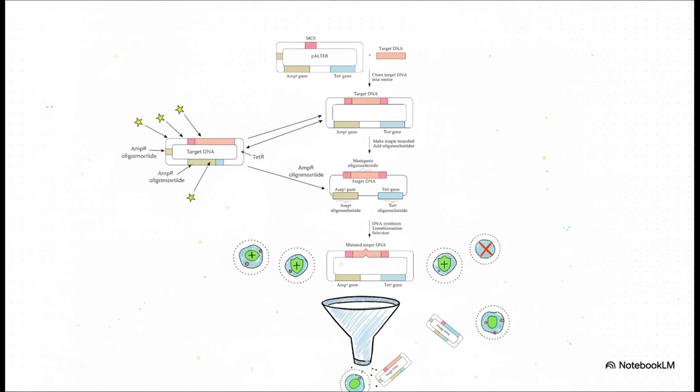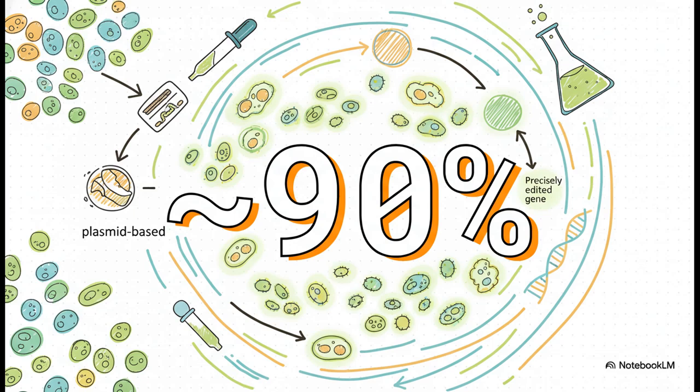It was a brilliant built-in filter to automatically get rid of all the original, unchanged plasmids. And the result of this clever trick? The efficiency skyrocketed from that measly 1% all the way up to around 90%. Now, look, this wasn't just about a bigger number. This was a complete game changer.